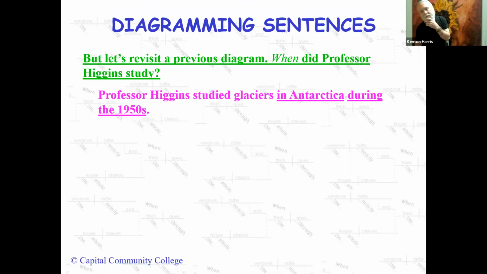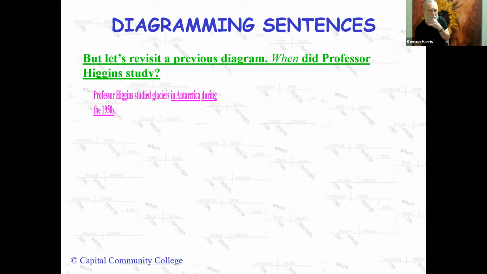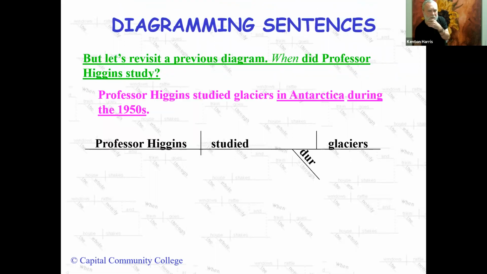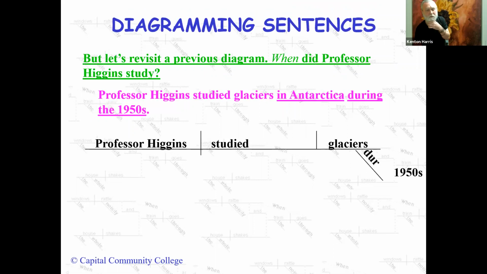Now, when did Professor Higgins study? Did Professor Higgins study during the 1950s? Or did Professor Higgins study yesterday glaciers that were in the 1950s? I'm not as good as this guy was. So notice those modifiers could modify either this act of studying or the glaciers themselves.